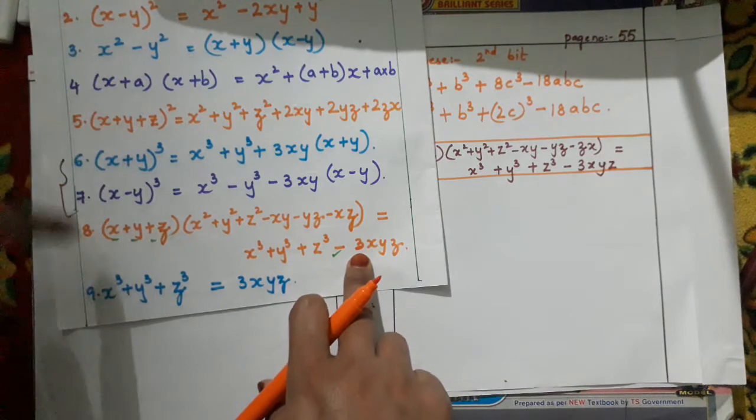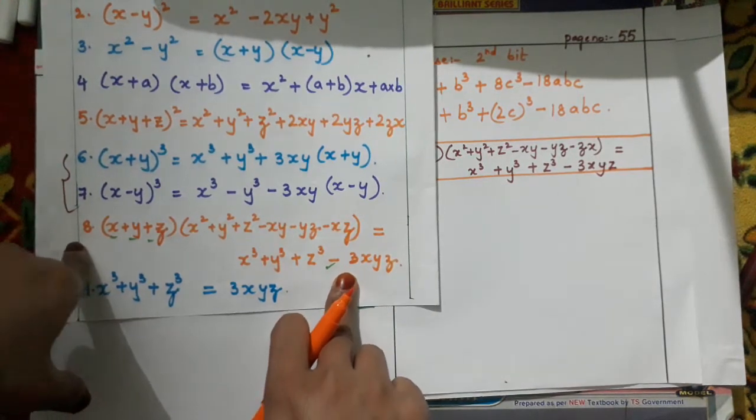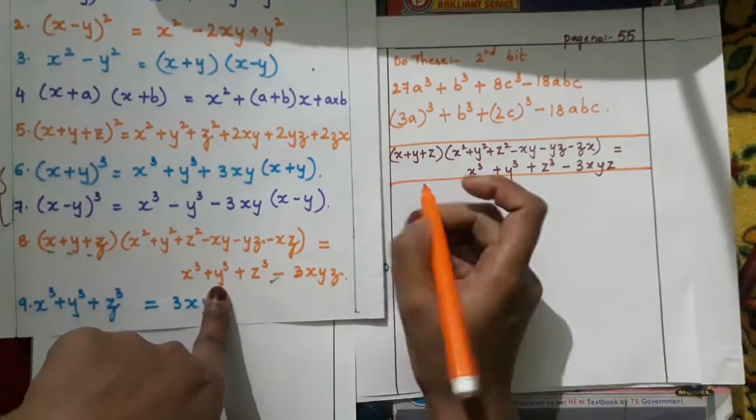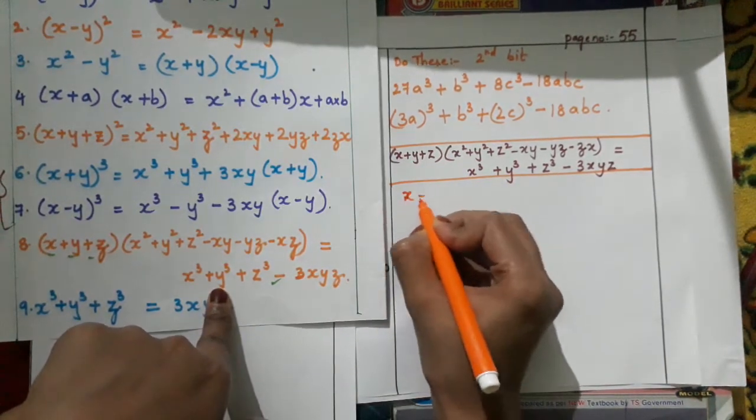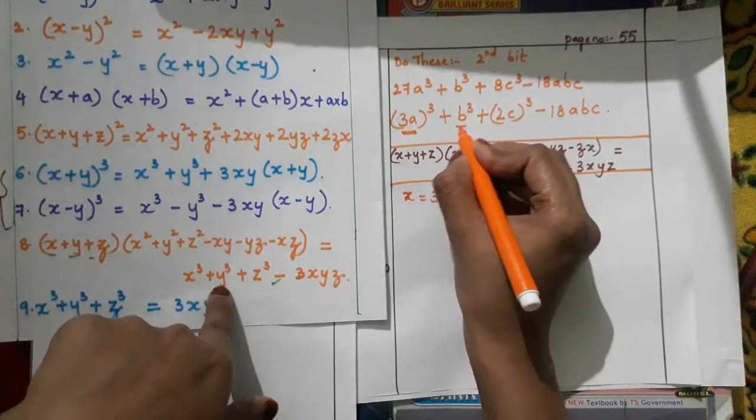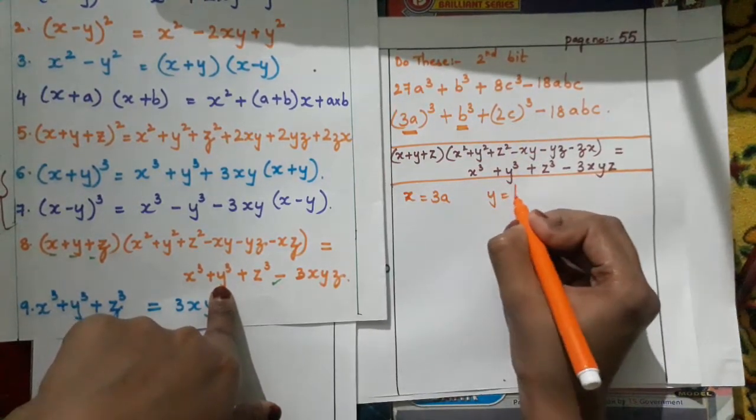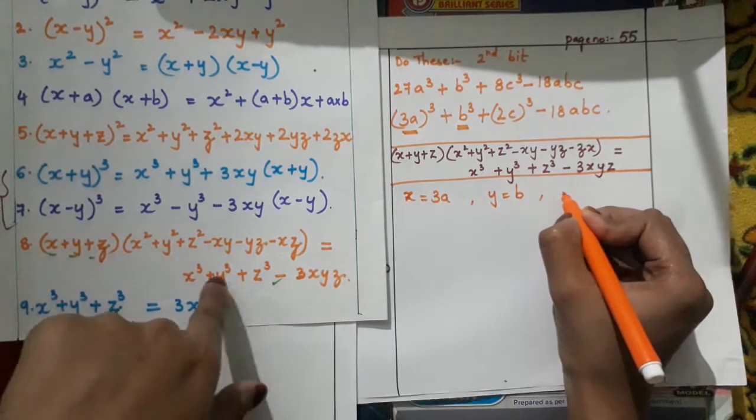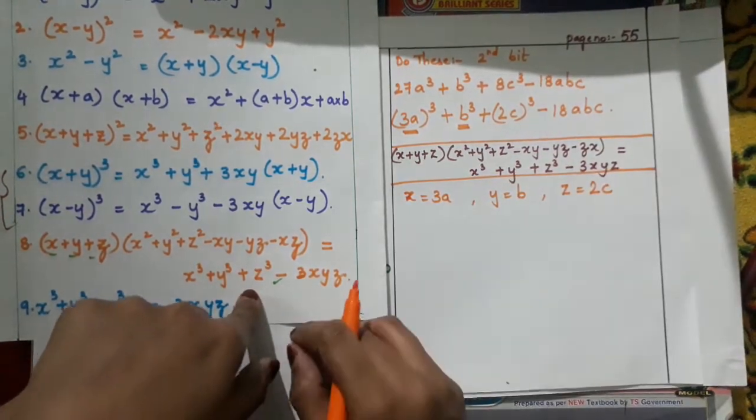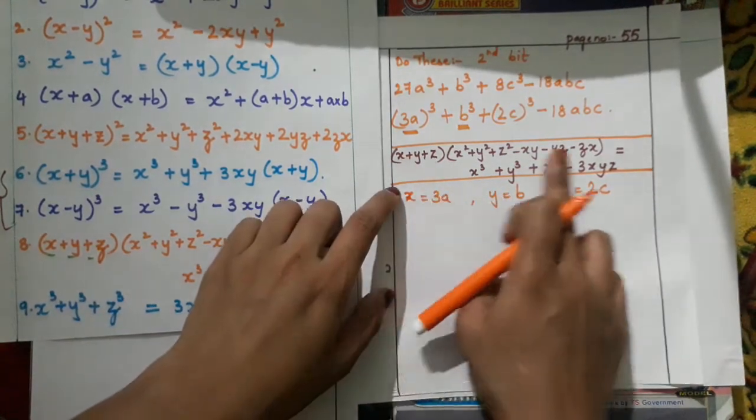So we can take this formula, that is the 8th identity. Okay children, so x cube plus y cube plus z cube. So x cube is what? X is nothing but 3a. This is x cube. Y is what? Y is equal to b. And what is z, children? Z is nothing but 2c. Now simply we have to substitute in this formula.